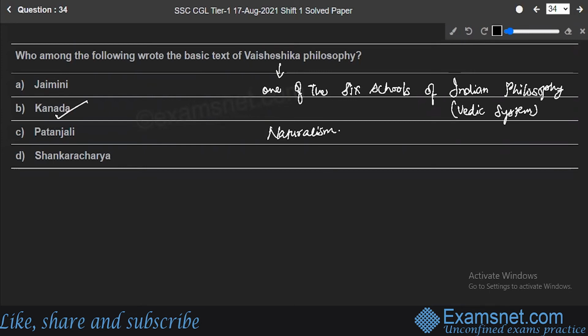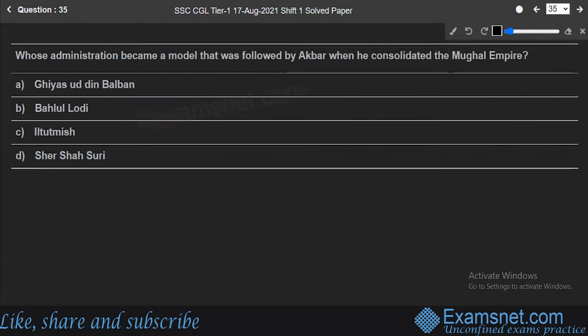So, the Vaisheshika school attempts to identify, inventory, and classify the entities and their relations that represent themselves to human perceptions. Option B, Kannada, is the answer to the question. Hope you are clear. Let's move to the next question then. Question number 35. Whose administration became a model that was followed by Akbar when he consolidated the Mughal Empire? Was it Ghyasuddin Balban, Bhalu Lodi Iltutmish, Sher Shah Suri, which is the answer?